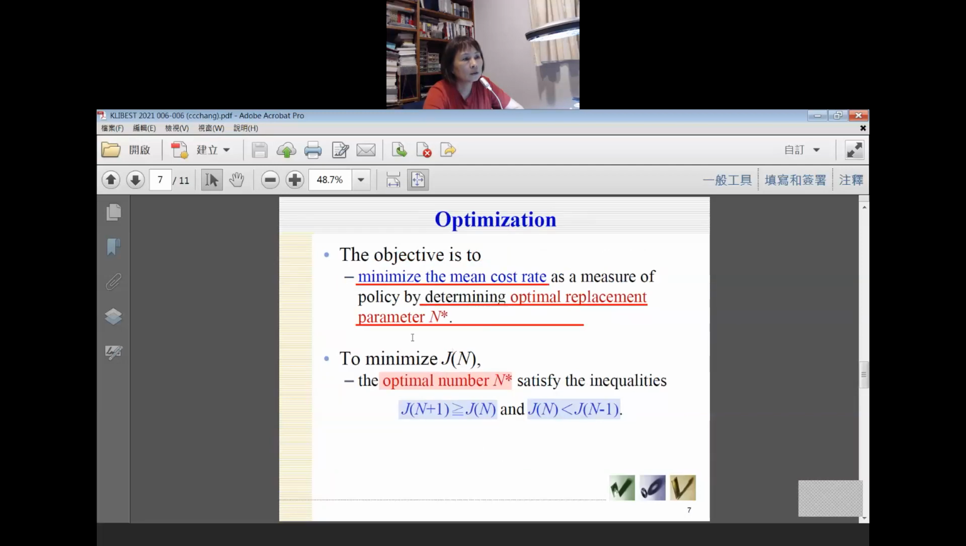Now the objective of our paper is to minimize the mean cost rate as the measure of the policy by determining the optimal replacement parameter N star. To minimize J(N), we can find N star; the optimal N star must satisfy the equalities.